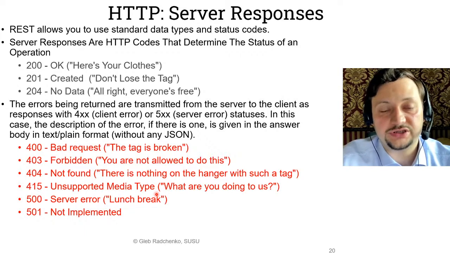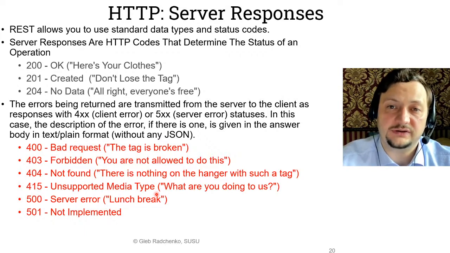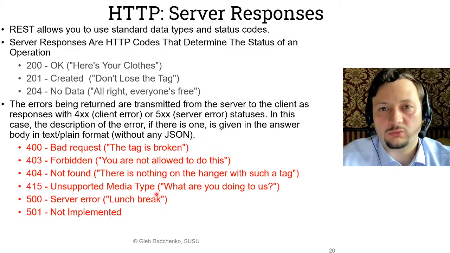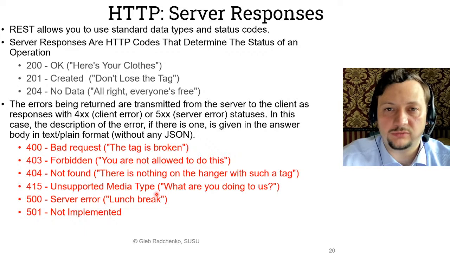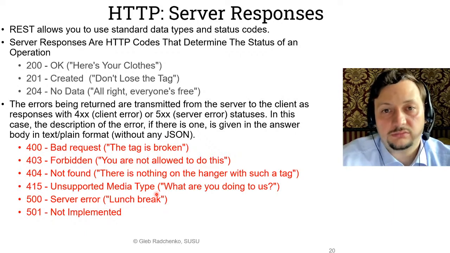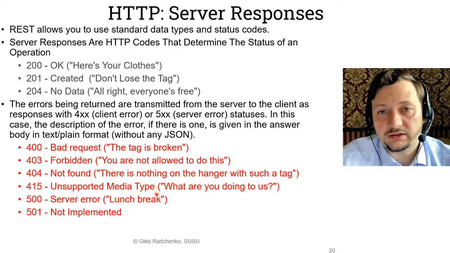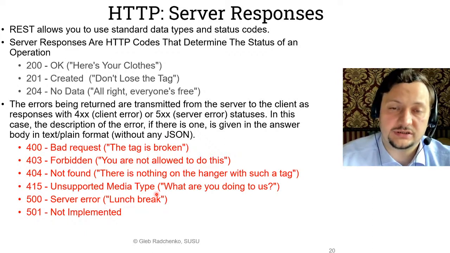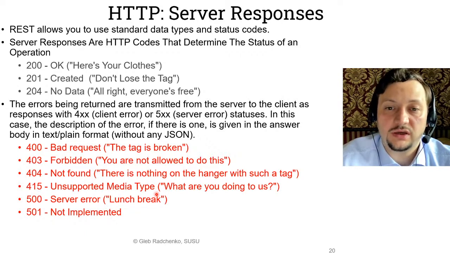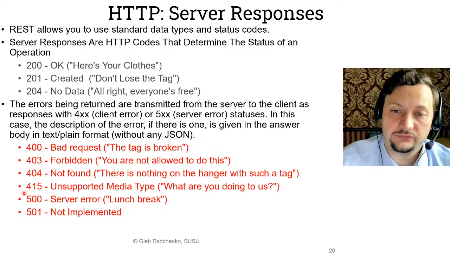When you send the request, you can specify the media type that you want to get or you want to put. For example, when you send information about some object, you can specify that you send it in JSON format or XML or plain text. And when the server receives your request and can read it, then okay, we can create a new object. But if it cannot process the format that you proposed, then it will return you the error 415.